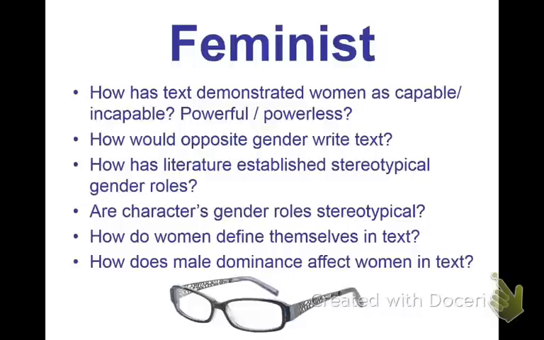The second critical perspective is the feminist perspective, and yes, this has everything to do with gender. So the first question that you might ask yourself while you're reading a text using this perspective is, how does the text show women? For example, does it show them as capable or incapable? Does it show them as powerful or powerless? Think also, how would somebody who is the opposite gender have written that text?